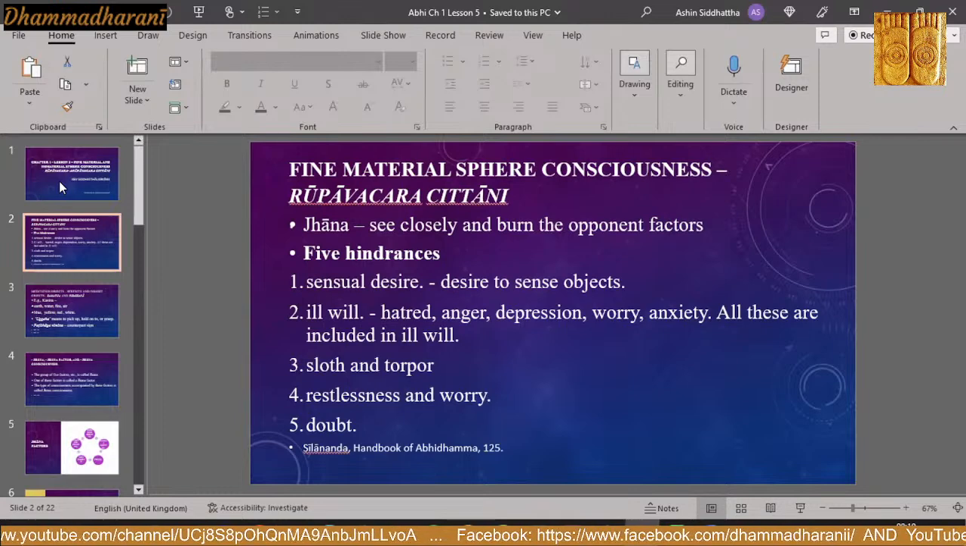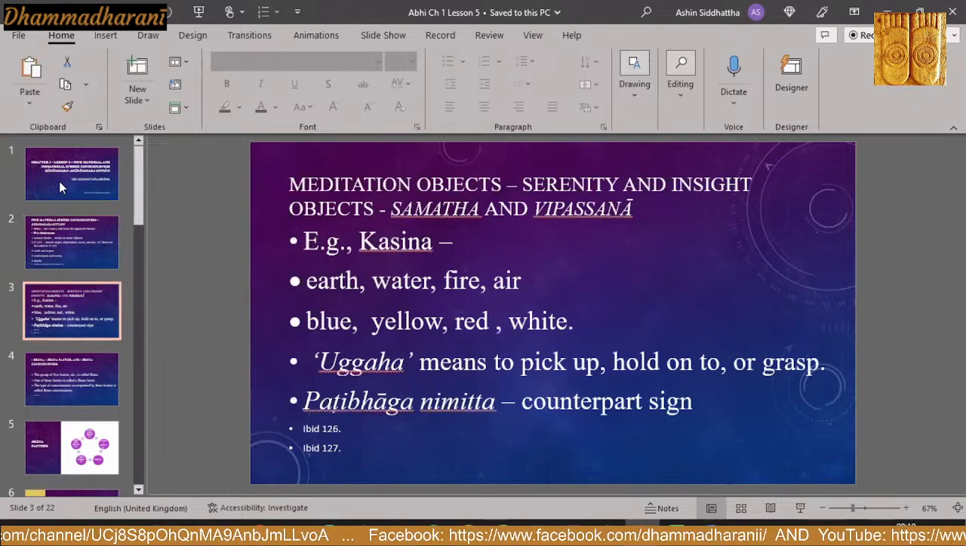So these jhana factors can burn those five hindrances. Therefore, we call them jhana. In Pali, we say jhapeti, which means burn. That's the interpretation given in Pali. Now let's move on to the meditation objects.